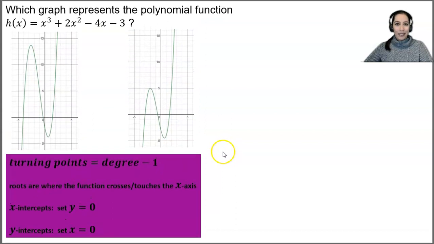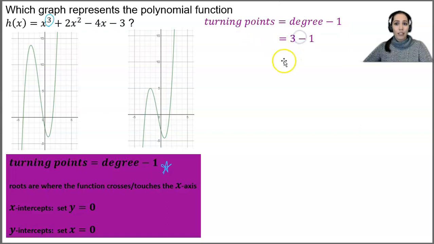Now that we have Chloe's tips and tricks, let's determine which one of these graphs represents this polynomial. The first thing Chloe has in her tips and tricks is that the turning points is equal to the degree minus 1. So we can see that our degree in this problem is 3. If I take my degree of 3 and subtract 1, I should have 2 turning points in my graph. So let's look over here.